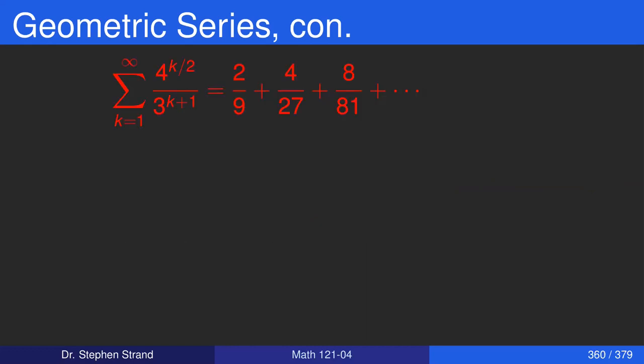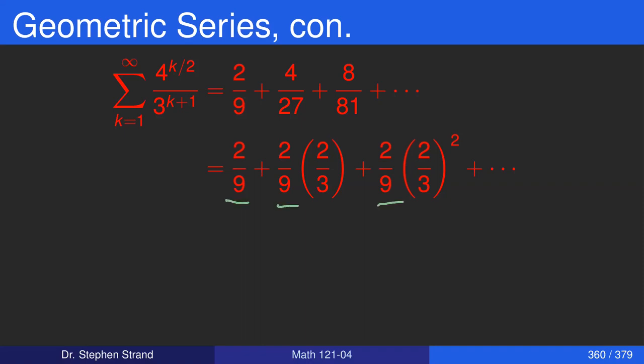Okay, so writing out the first few terms, we get 2/9 when k is equal to 1, and then it gets 4/27 and 8/81. And so what it looks like is that we have a common ratio of 2/3. So every time we multiply by 2/3 to get from one term to the next. And what you should notice again is that we actually have this common term 2/9 to everything. And so we can factor that out.